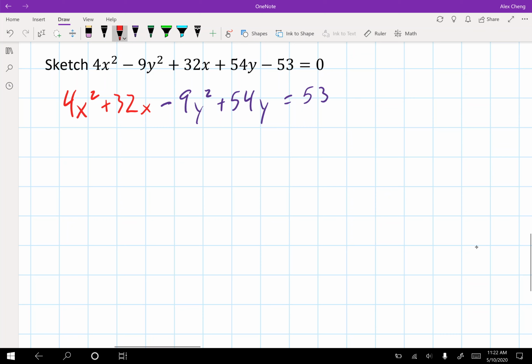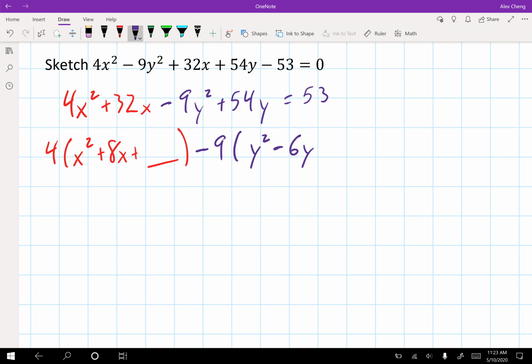Since I know I'm going to have to complete the square, I'm going to factor out this 4, leaving the x squared plus 8x plus something. And then for the y's, I'm going to factor out a negative 9. Again, I want that y squared coefficient to be exactly positive 1. So this would mean that I'm left with y squared minus 6y plus something is equal to 53.